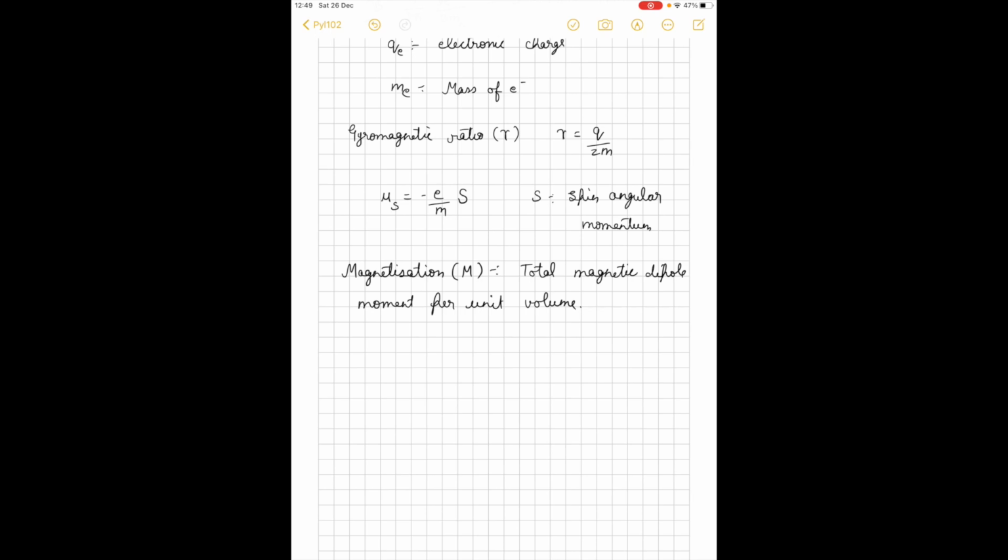And the unit of M: the dipole moment is ampere meter square, right? I times A. So ampere meter square is our magnetic dipole moment. Divide by volume, which will be meter cube, so the unit will be ampere per meter. So this is how the magnetization will be defined.